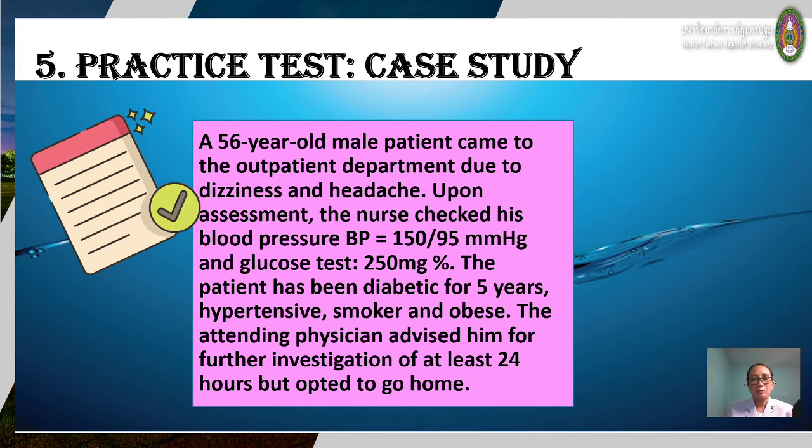A 56-year-old male patient came to the outpatient department due to dizziness and headache. Upon assessment, the nurse checked his blood pressure, or BP, 150 over 95 millimeters of mercury, and glucose test 200 milligrams per cent. So what do you think the patient is? Diabetic, and the patient is hypertensive in this scenario. So the patient has been diabetic for 5 years, hypertensive, smoker, and obese. The attending physician advised him for further investigation for at least 24 hours but he opted to go home.